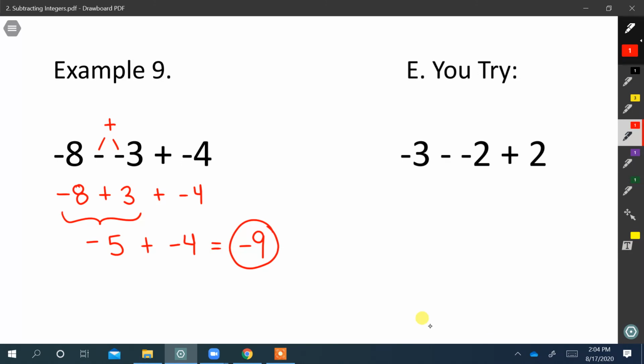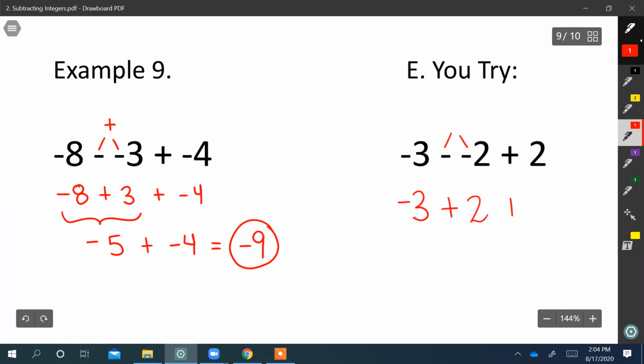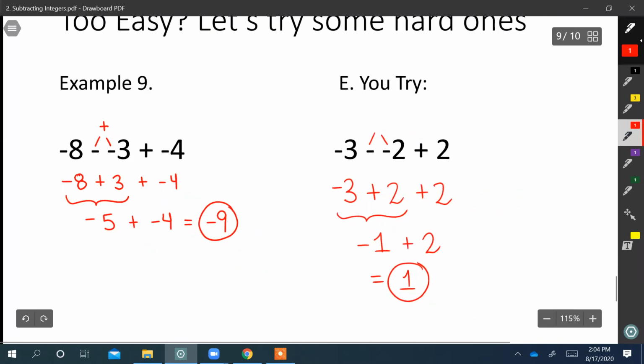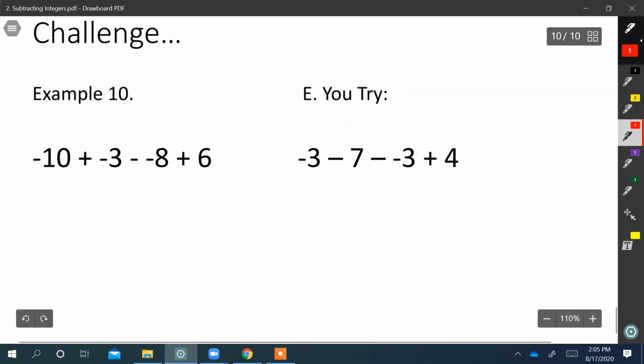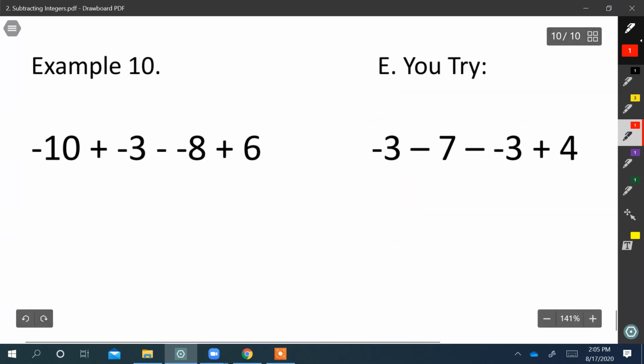Alright, so what you have done in this one, and this one, they turn into a positive. Negative 3 plus 2, that will equal negative 1. And negative 1 plus 2 will be positive 1. How about some challenging ones? I'll do number 10 for you.